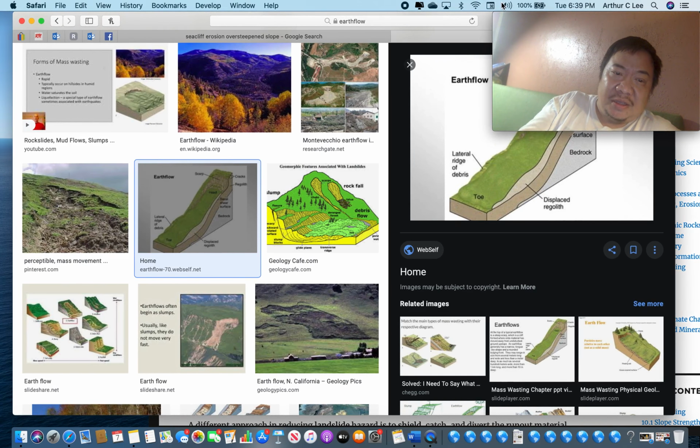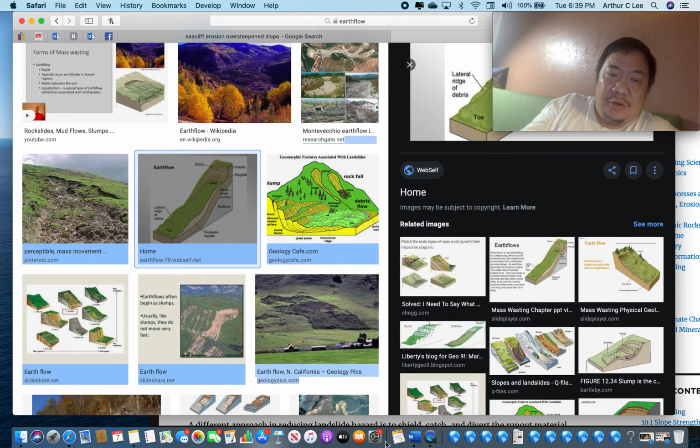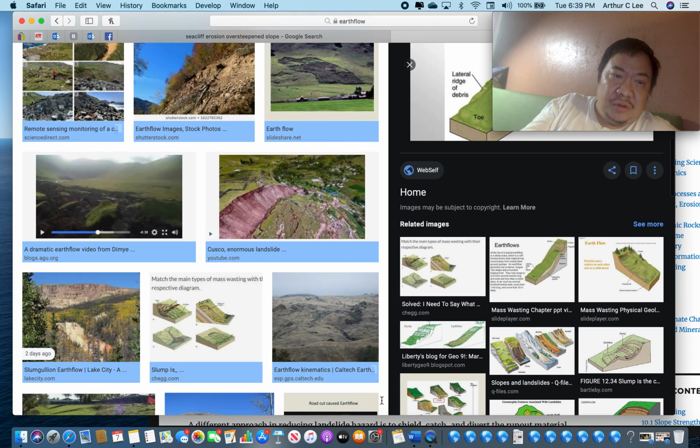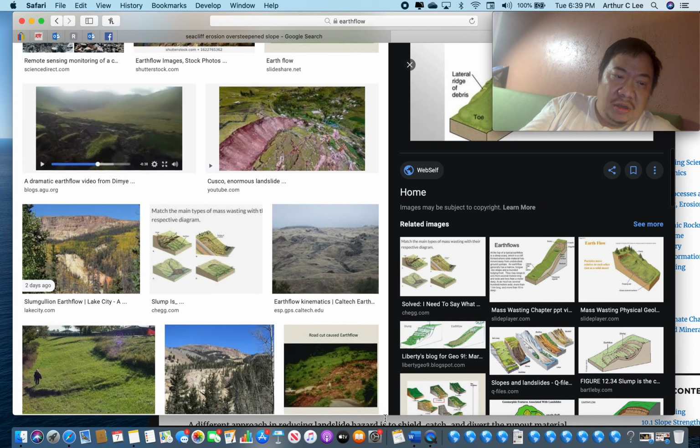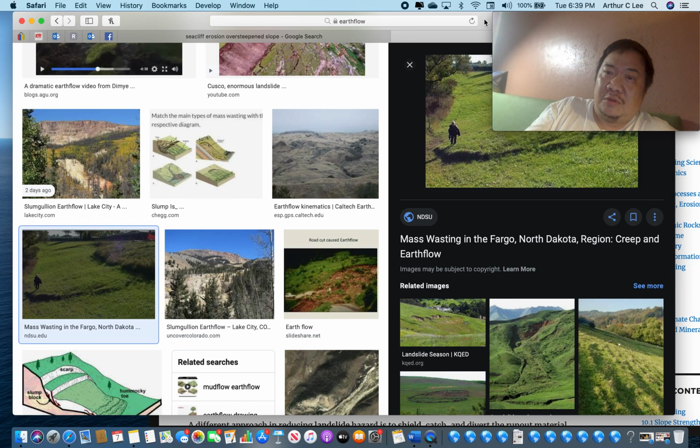Earth flows are common in Tennessee. When you are buying real estate, make sure that you take a look at the property that you want to buy or you want to build on after it rains. Because if you do, you can pick out these earth flows.